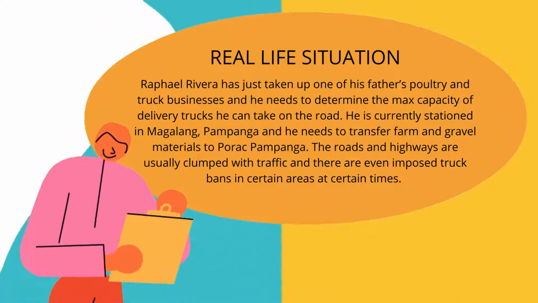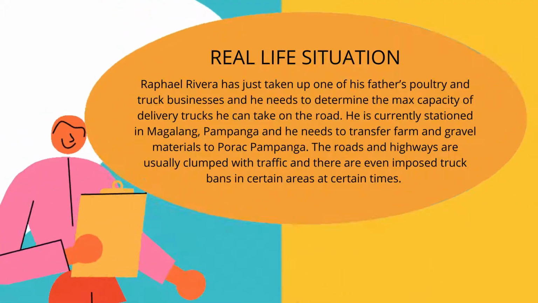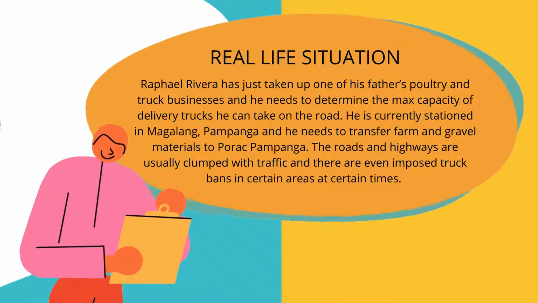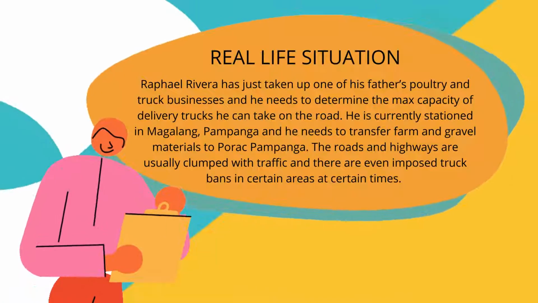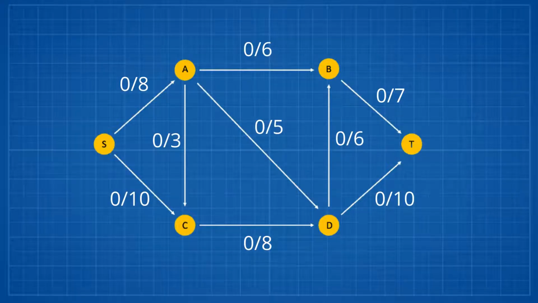He is currently stationed in Magalang, Pampanga, and he needs to transfer farm and gravel materials to Porac, Pampanga. The roads and highways are usually clumped with traffic, and there are even imposed truck bans in certain areas at certain times. Below is the graph of the routes the trucks can pass through, but Rafael is trying to get the maximum value in an efficient way from his station to his destination. Now let us take a look at the graph and implement what we have learned.